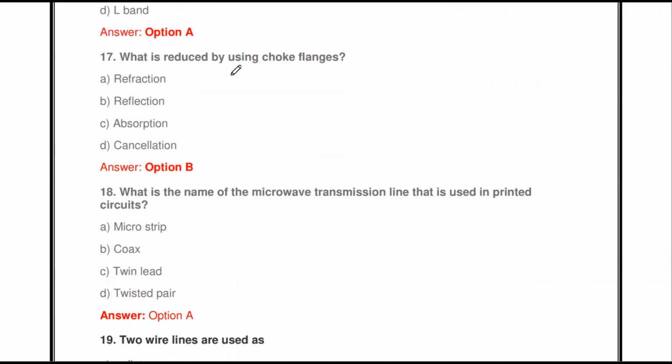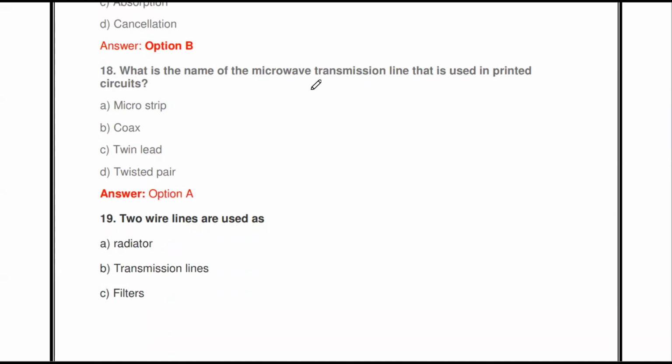Then the next one: what is reduced by using choke flanges? Refraction, reflection, absorption, cancellation. The reflection is reduced. Then the next one: what is the name of the microwave transmission line that is used in printed circuits? Used in a PCB, it is the microstrip. Microstrip is used in printed circuit boards.